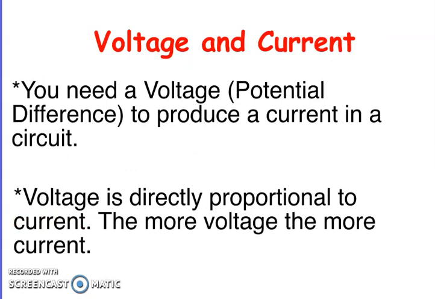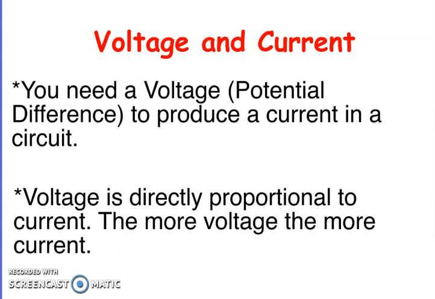You need a voltage, a potential difference, to produce a current in a circuit. That's why if you don't put a battery in something that requires a battery, it doesn't work. Or if your cell phone battery dies, it doesn't just turn on. You need a power source. You need a source of energy to move those electrons in order to have a flow of electrons.